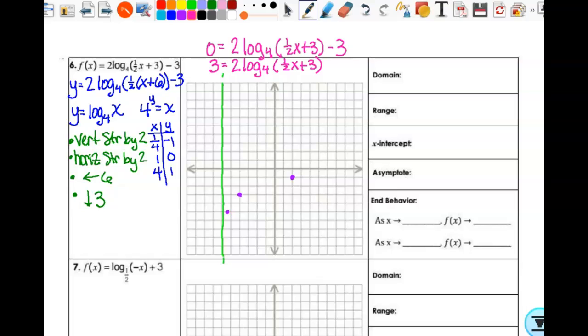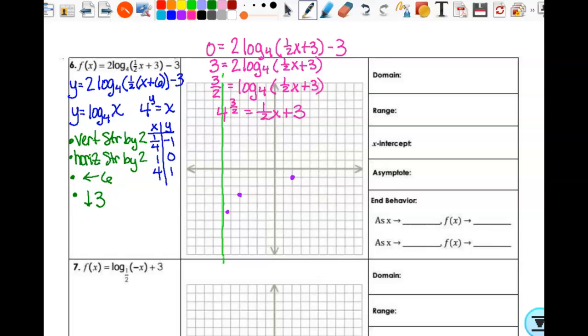Okay, so then I need to take care of that 2. I have 2 options. That 2 could become an exponent. Would you agree with that? But I could also just divide by 2 right here, right? So I think I'd rather divide by 2 than try and have an exponent like that. So this is going to give me 3/2. That's equal to log base 4 of 1/2 x plus 3. Okay, so now I have a single log, and I can rewrite this in exponential form. So my base is 4, right? So I'm going to have 4 to the 3/2 power equals 1/2 x plus 3.